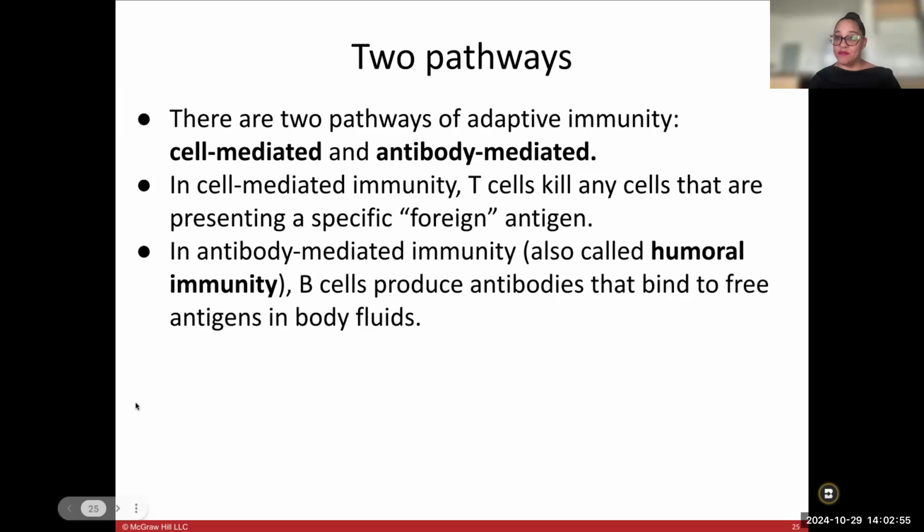There are two pathways of adaptive immunity, cell-mediated and antibody-mediated. In cell-mediated immunity, T cells will kill any other cells that are presenting the specific foreign antigen. In antibody-mediated immunity, also called humoral immunity, B cells produce antibodies that will bind to the free antigens in body fluids.